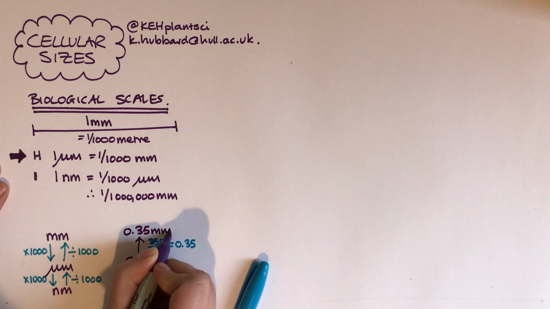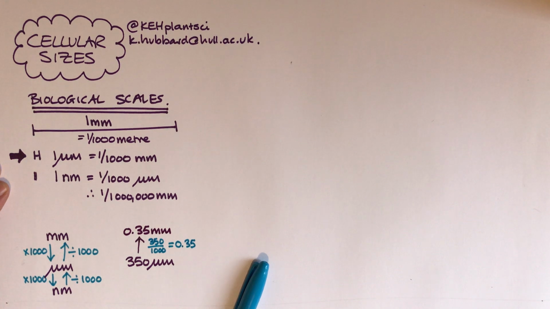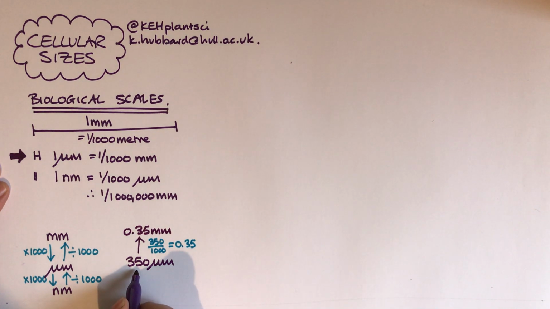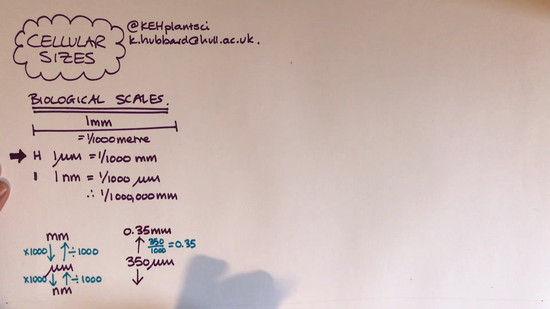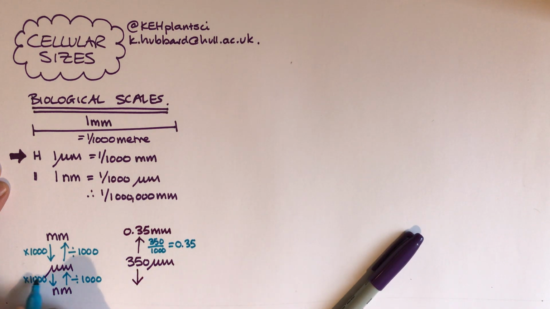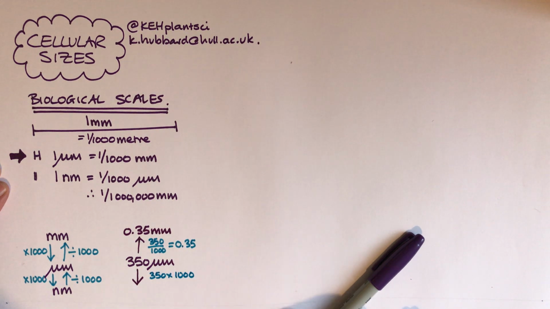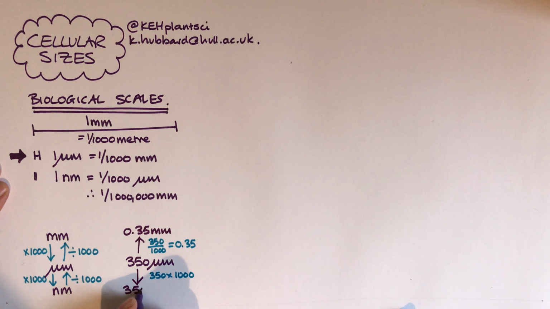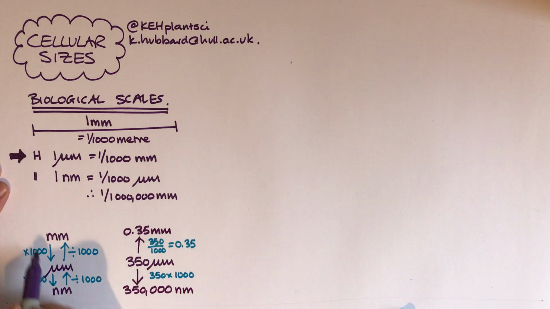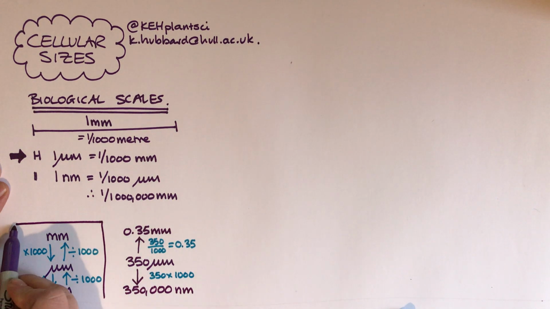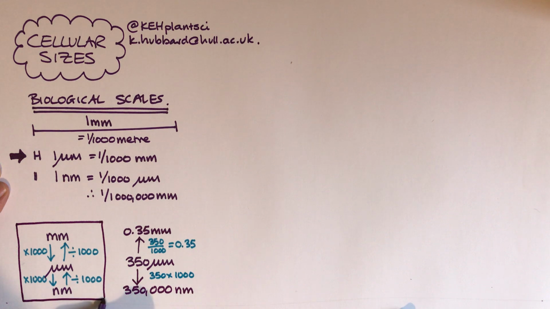Or we can go in the other direction, so we can say how much is that in nanometres. To go in that direction, we would times by 1,000. So 350 times 1,000 is 350,000 nanometres. If you use that little rule, then that will allow you to convert between these biological units, and that's one of the sorts of things that we might be asked to do in some of the questions on our module. So those are the units that we're looking at.